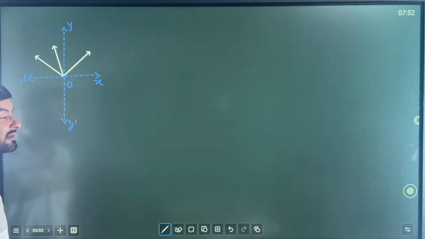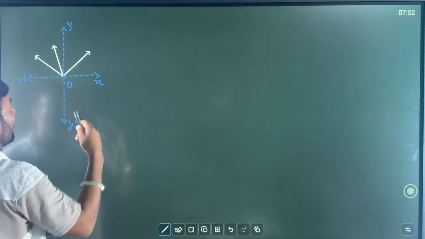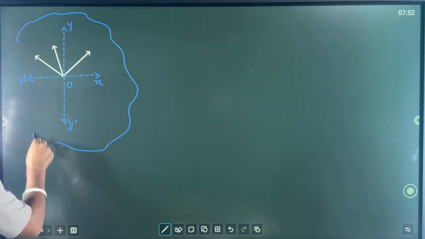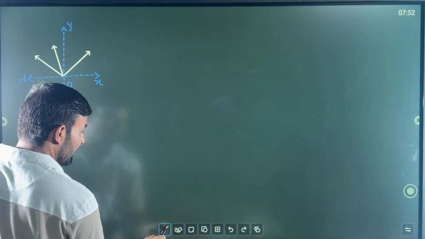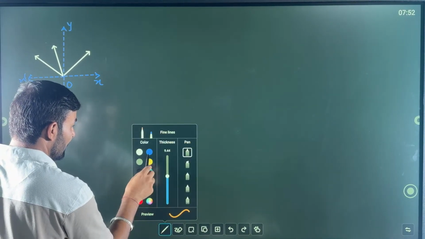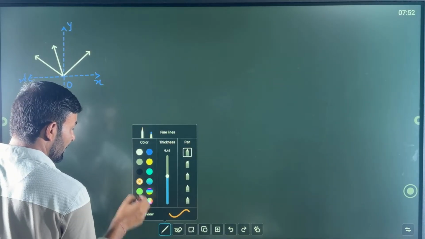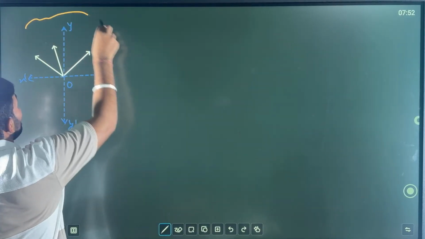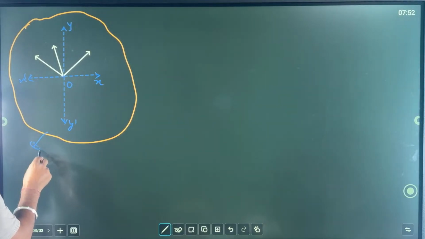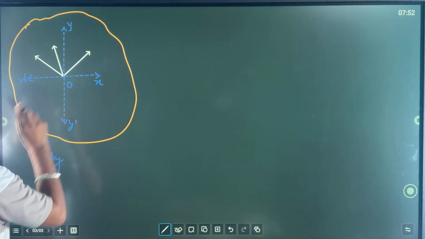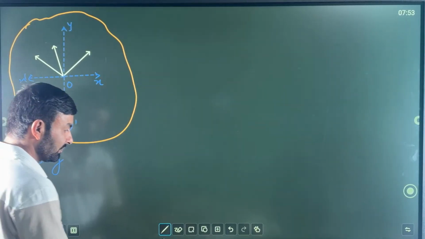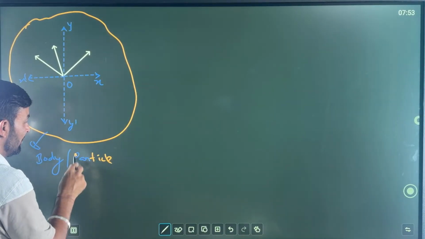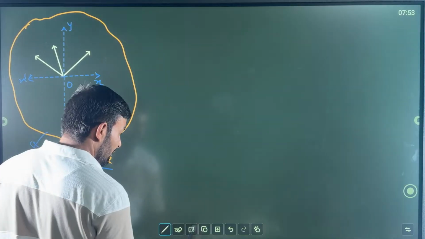Be careful. Centroidal axes we can take on a body. I am showing you that body, my dear friends. Let me take a different color first. Yes, this is the body, or this is point O on the body, my dear friends. Be careful. Or this may be a particle also, or a particle you can take. That's not a problem.